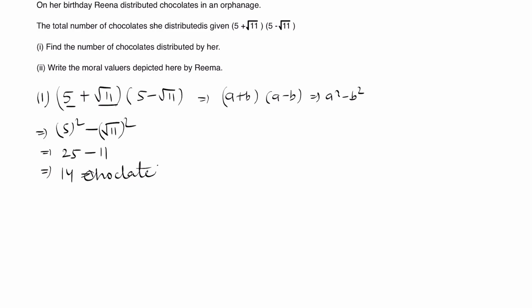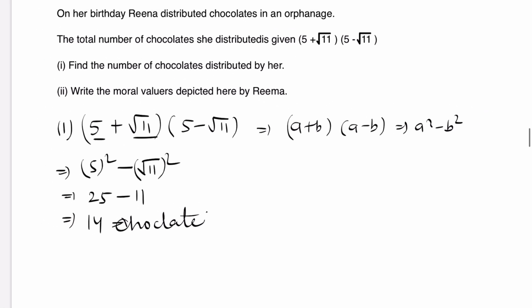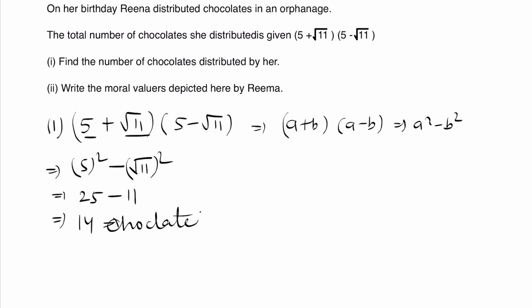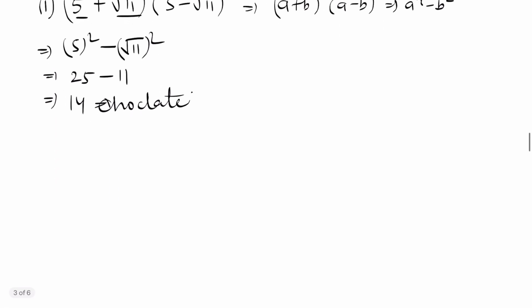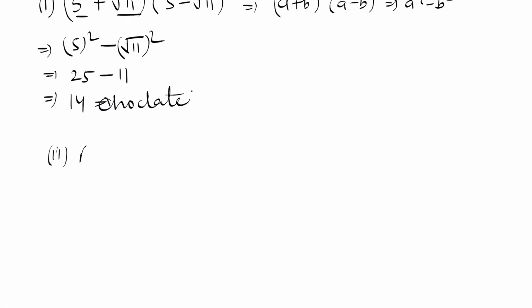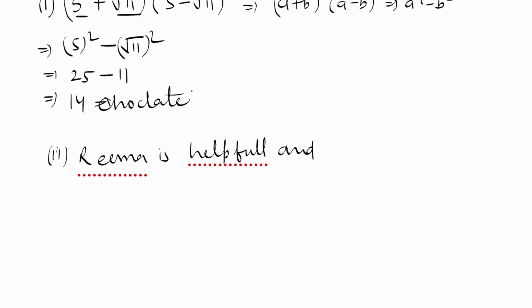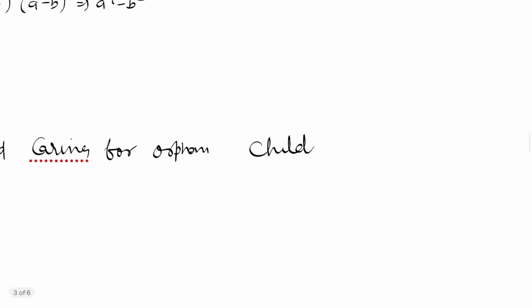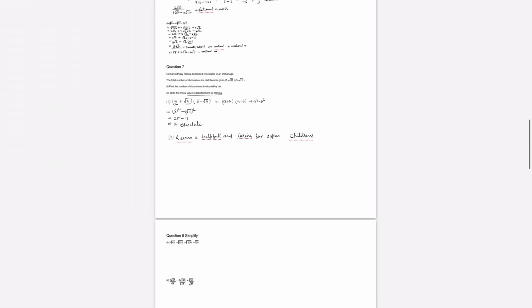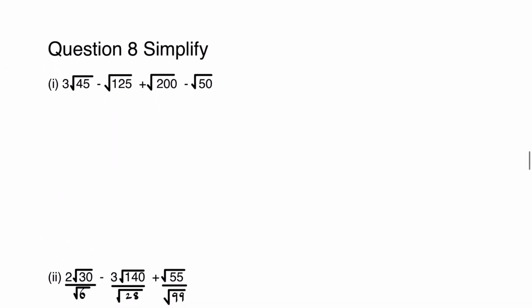Now, what is the moral value? The moral value is Reena is helpful and caring for orphanage. So the second question is, moral value: Reena is helpful and caring for orphan children. Okay, and you can write any moral value you have learned from these questions. Okay, so the next question is, simplify the following.